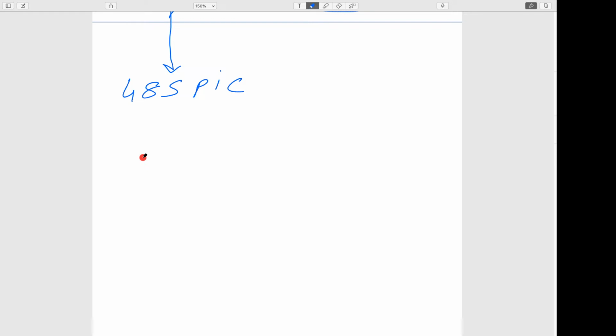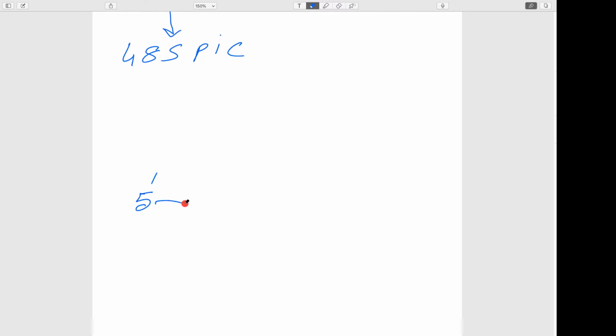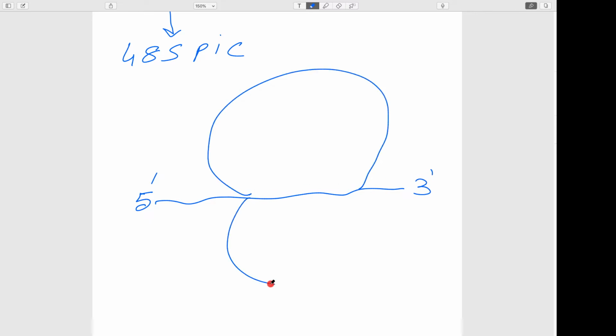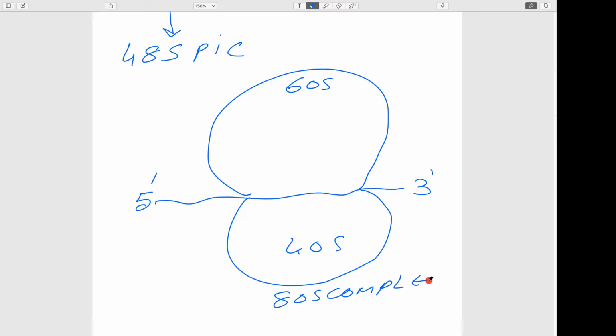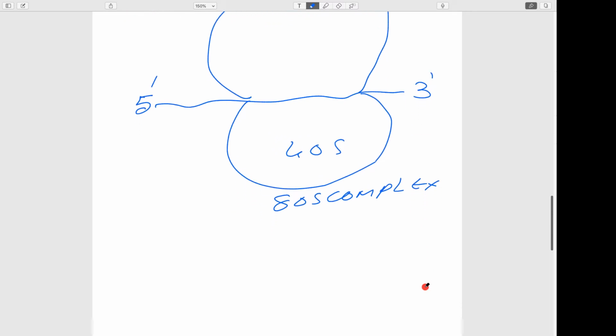As I said, the 80S complex, when you see the 80S complex, this is the messenger RNA, this is the 3 prime end, and this is the 60S and 40S. One thing must be very clear: the initiation never starts with the 80S complex. In the prokaryotes, it is the 70S complex, and it never starts with the 70S complex.